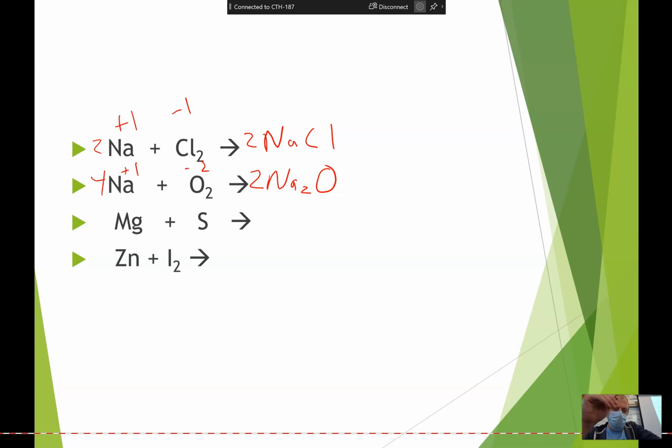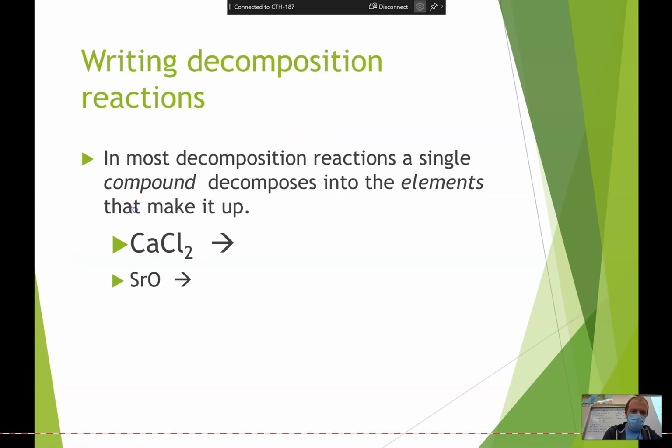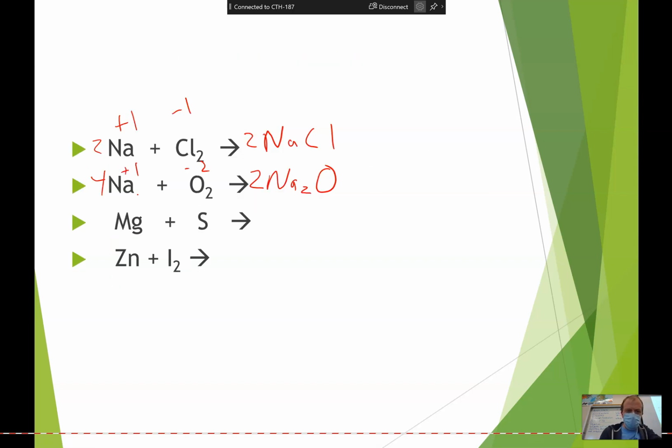Okay, so in looking at the third one, we are going to realize that magnesium is in the +2 column of the periodic table. Sulfur is in the -2 column, so they form +2 and -2. And so therefore they would come together just like that. That's already balanced, everything, that one's done.